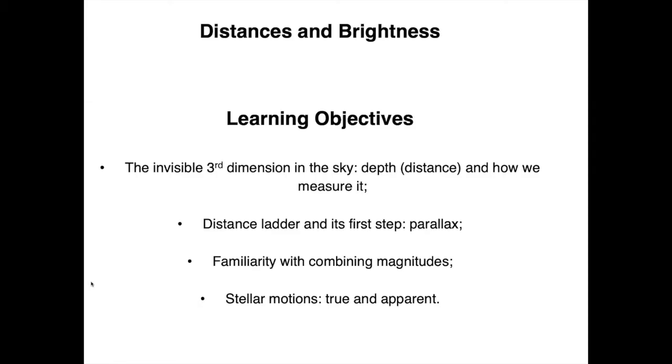Hello students, this is module 2 of the class, Distances and Brightness. The learning objectives for this module: the invisible third dimension in the sky, which is depth, and how we measure it; the distance ladder in its first step, the parallax; familiarity with combining magnitudes; and a notion of stellar motions, true and apparent.